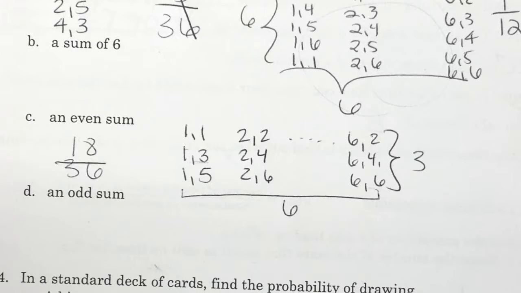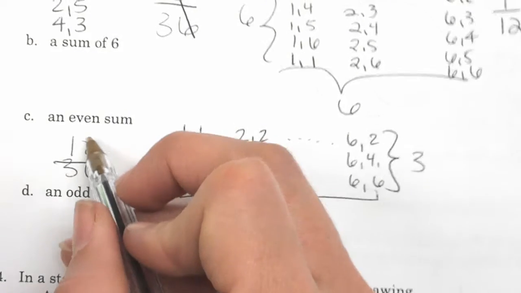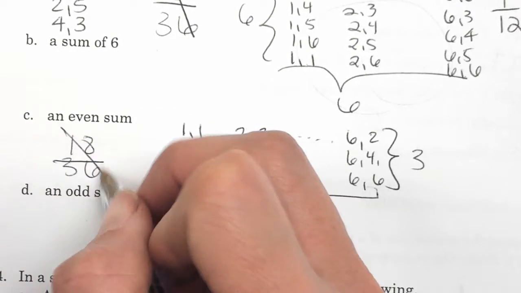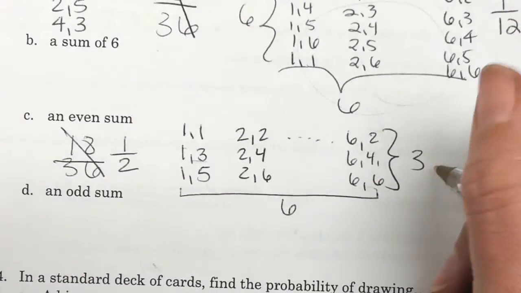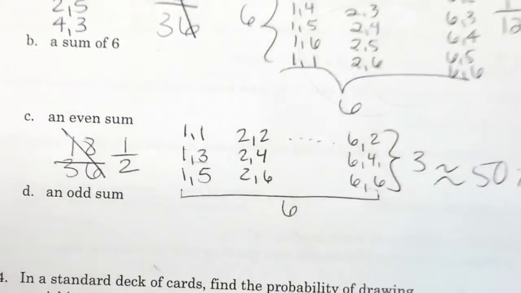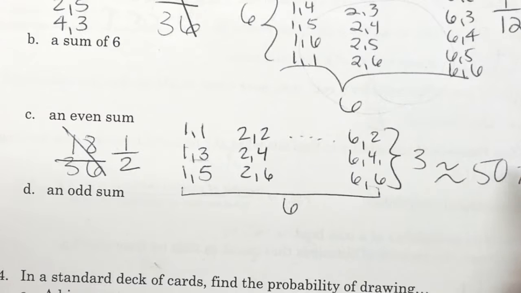Because when you add them together, it's either got to be even or odd, right? So 18 over 36 simplifies to 1/2, which is how much percent? 50% chance. Now that's something I would rather bet on than rolling a 7.